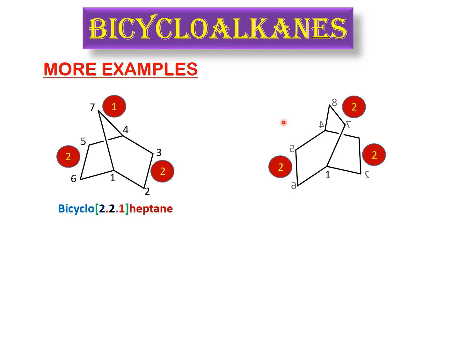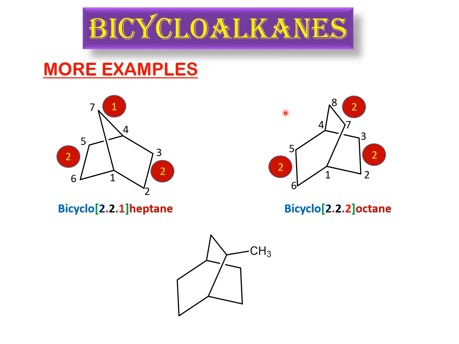So in this case the name would be bicyclo 2.2.2 octane, because now we have 8 carbons in the skeleton. Now if this skeleton is substituted, right, so we have the same molecule, the same skeleton, but this time it is substituted with a methyl group. Now from which bridgehead carbon should we start? You have to start from that bridgehead carbon which would give the lowest position to this CH3 while moving to the side that has highest carbon atoms, right?